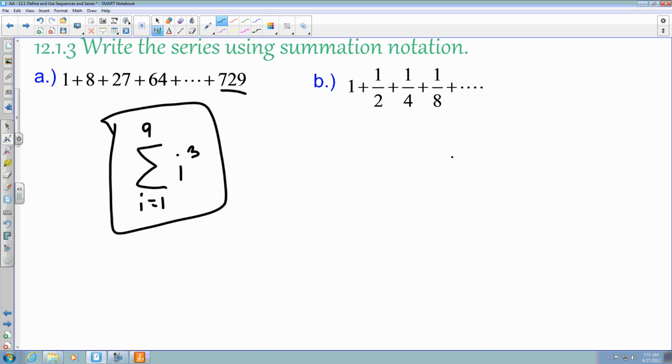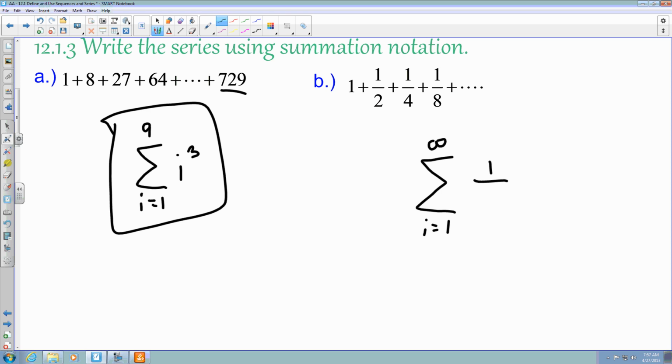For B, there is no stopping point. It just says dot, dot, dot. So it's going to keep on going. So I know that this is going to go to infinity. I'm going to say this is I equals 1. And I look here, I see I have 1 plus 1/2 plus 1/4 plus 1/8. So when I'm looking at this pattern, it seems like 1 in the numerator is a common thread. So I'm going to say 1 over something.